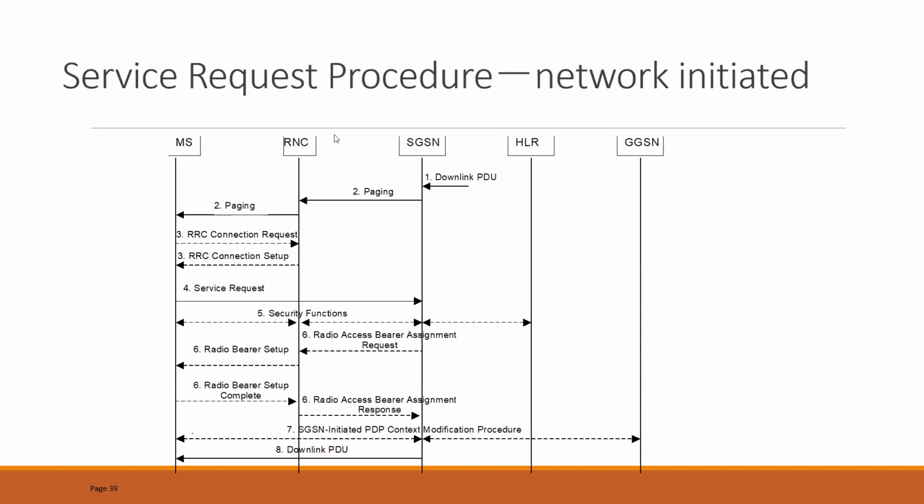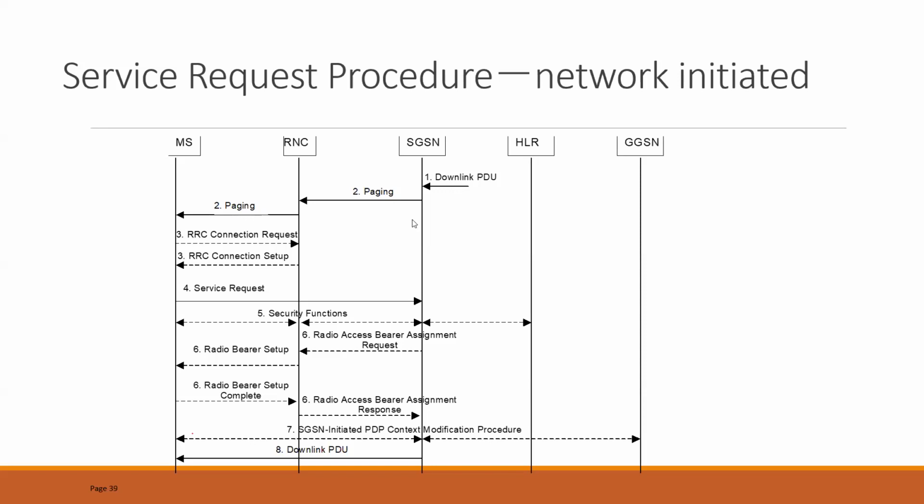Conversely, a service request can be initiated by the network. For example, this involves the paging flow. For example, you are in a state where your radio signaling is not established and you have incoming packet data. For example, you have an incoming email, you have an incoming WhatsApp message, you have an incoming video call, something like that.